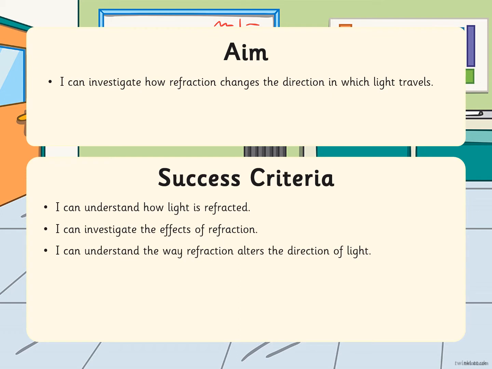So you're going to investigate how refraction changes the direction in which light travels. We looked at this a little bit last week in terms of reflecting it and changing the way that light travels, and now we're going to look at what's called refraction. So there's refraction and reflection. Try not to mix them up. You need to understand how light is refracted, you can investigate the effects of refraction, and you can understand the way refraction alters the direction of light.